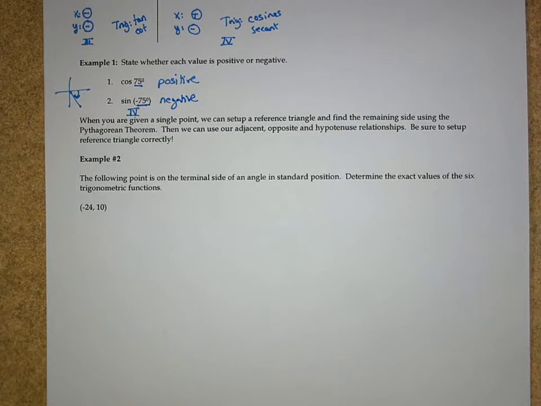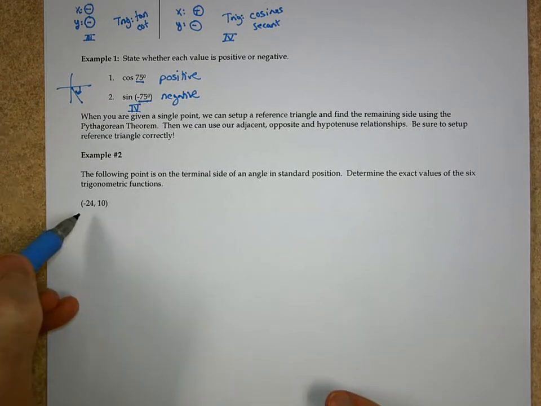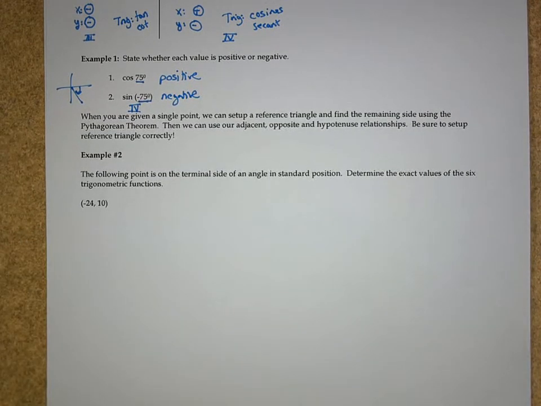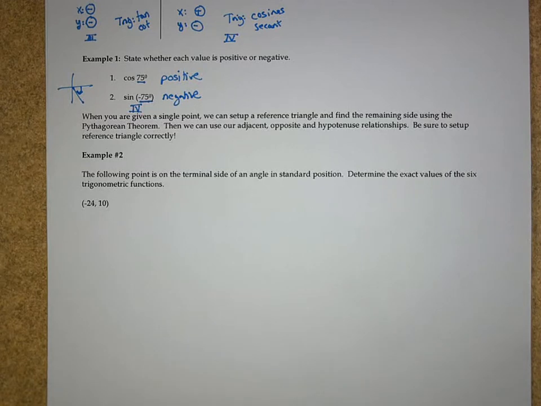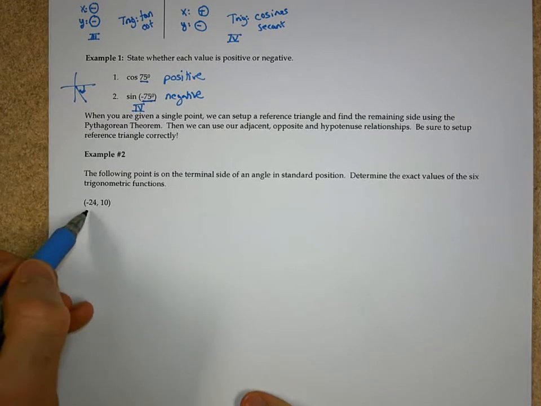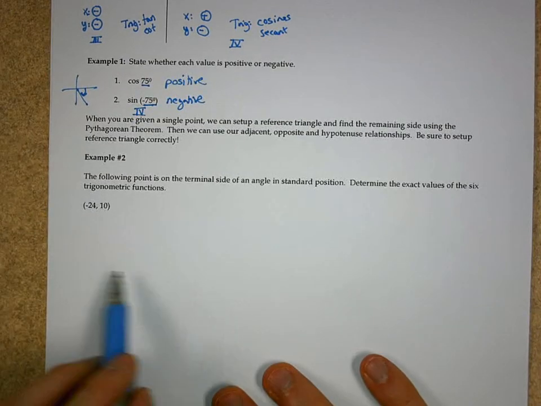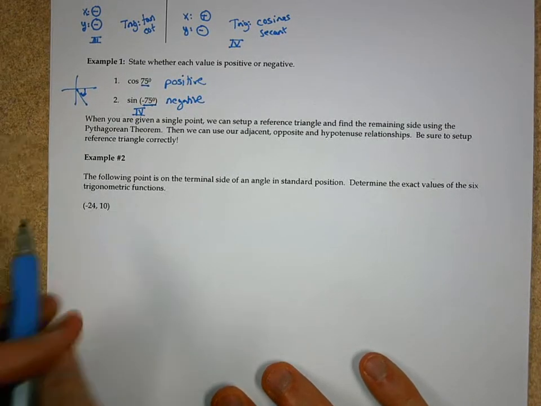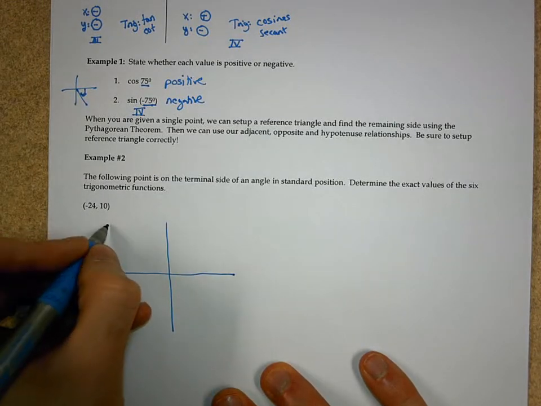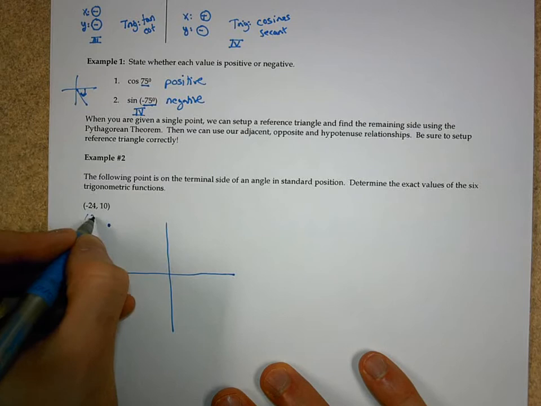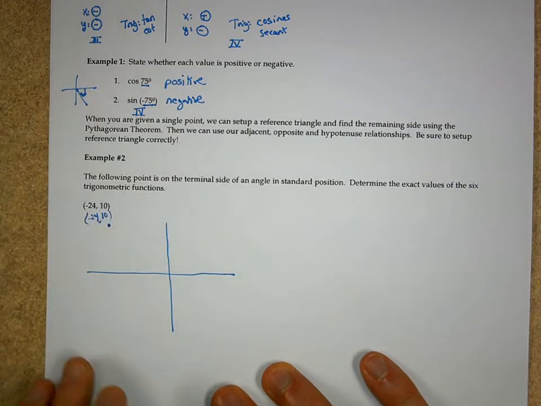We're going to use those patterns to help determine our angle measurements in standard position. So if I give you a point, I can determine what all 6 trig functions are going to be. Starting here with the point negative 24, 10. I know this is going to be in the second quadrant because I have a negative x value and a positive y. So if I go over to the left, that's negative, then up is positive. So somewhere in the second quadrant, right about there, is going to be the point negative 24, 10.